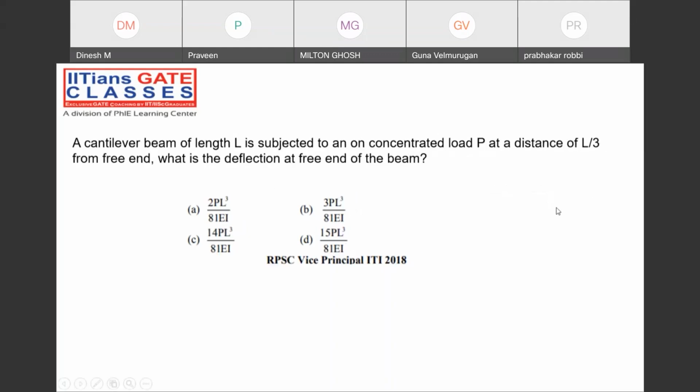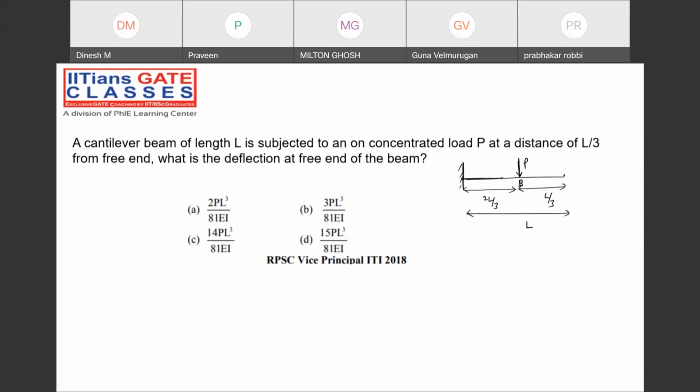Perfect. Try to solve this question and let me know the answer. A cantilever beam subjected to a concentrated load at a distance of L by 3 from the free end. Suppose the total length is L. The cantilever beam is subjected to point load P at a distance L by 3 from the free end. What is the deflection at the free end?